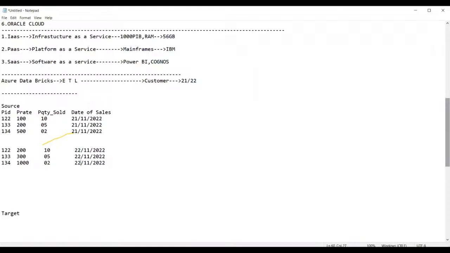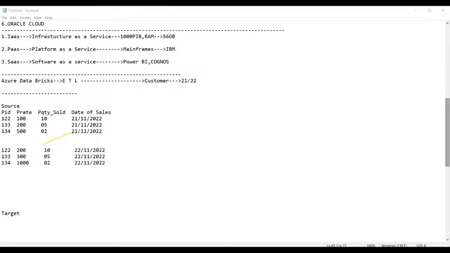Now, as you have these two days of data, tell me, is there any difference in the sales from 21st to 22nd? Can you tell me, guys? Yes, the difference is there, sir. How can you say? Just by looking into the data, you can say there is a difference.